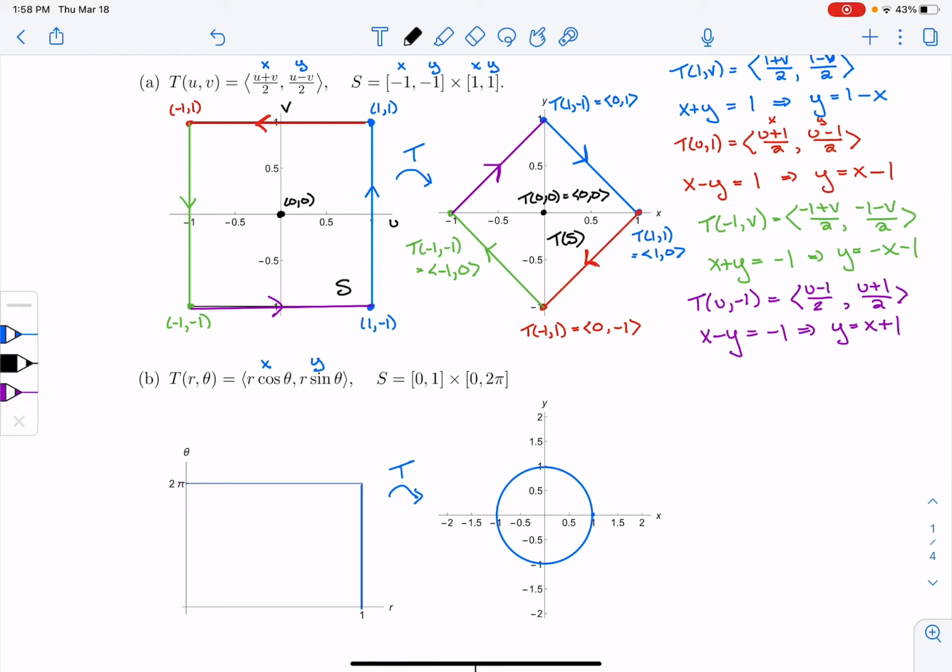And then in example B, we looked at a change to polar coordinates that took a rectangular region, we'll call it S, and transformed it into a circular region in the xy plane, and that was T of S. Now, I would like to determine whether these transformations have an inverse. Is there a transformation, T inverse, that would take the diamond-shaped region and turn it back into the square region, or take the circular region and turn it back into the rectangular region?